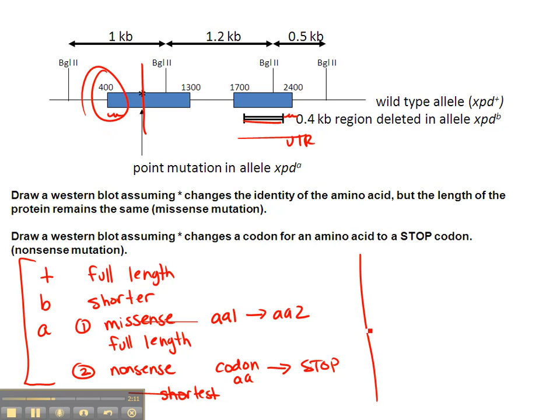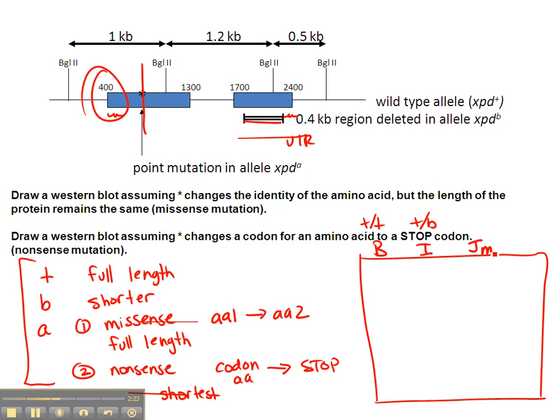So now let's look at a gel and look at the four different possibilities that we have. First possibility is Bob, homozygous wild type. Then we have Irene, heterozygous for the deletion. Then we could look at Jim if it was a missense mutation, and Jim if it was a nonsense mutation. In either case, he's homozygous for that point mutation.